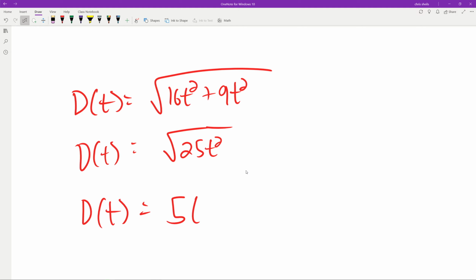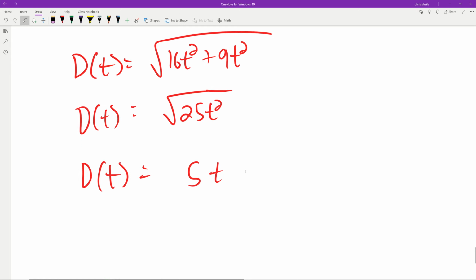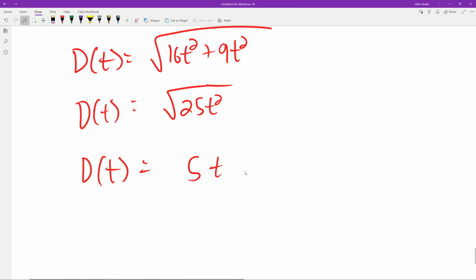Now we could say plus or minus 5t. But distance has to be positive. So we can just take plus. We can say that this is 5t. So I want to know when this distance is equal to 2 miles, because after that they're going to fall out of radio contact. So I simply take 5t and set this equal to 2, and I solve for t. That's how long this will take.